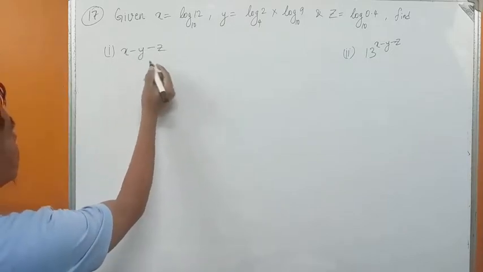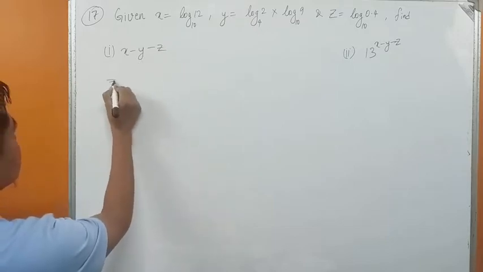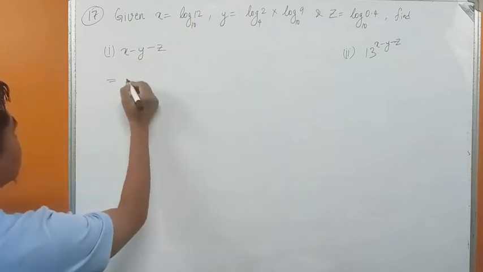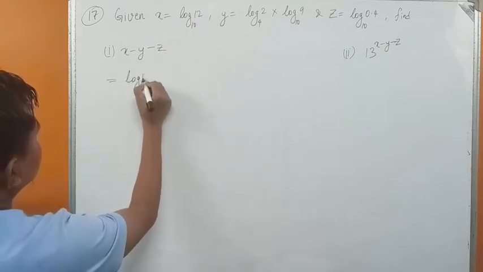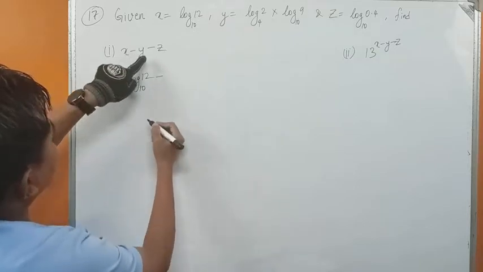x minus y minus z, isn't it? So we put the values of x, y and z. Okay, so this equals, what is x? x is log 12 to the base 10. Instead of x, I write log 12 to the base 10 minus, okay, minus, what is y?